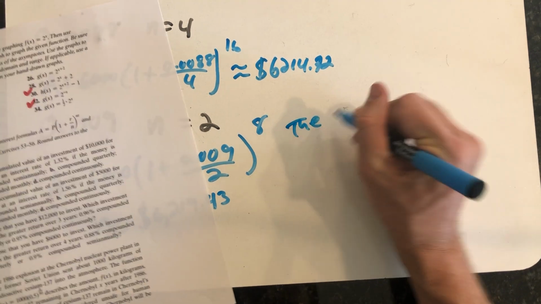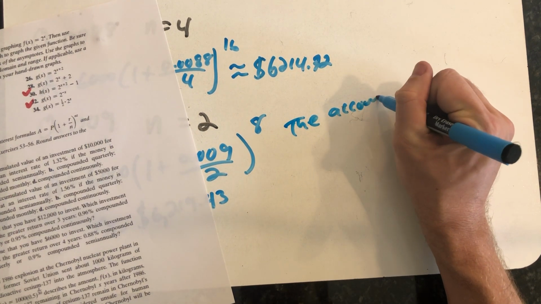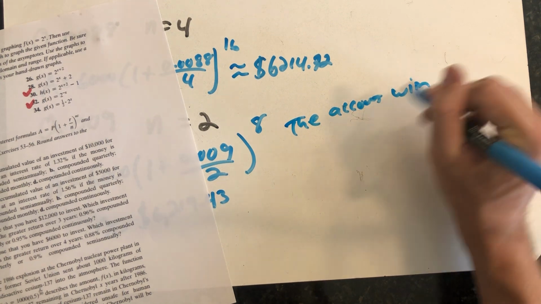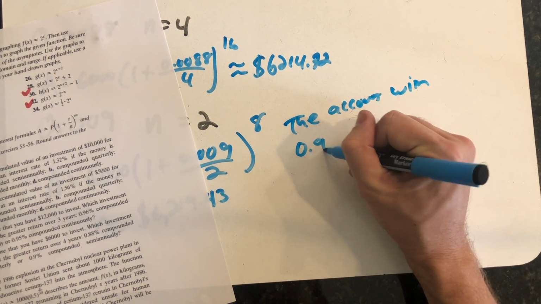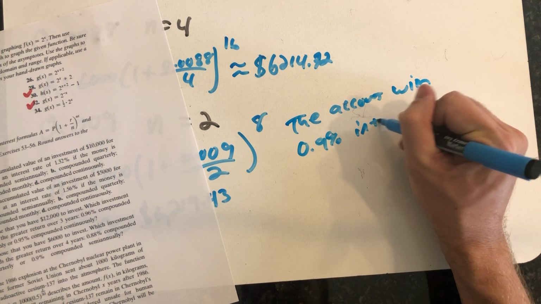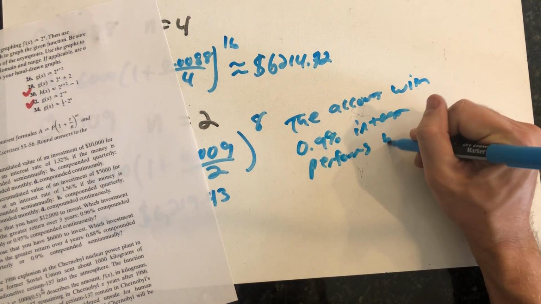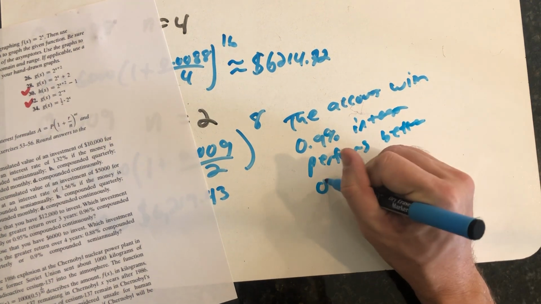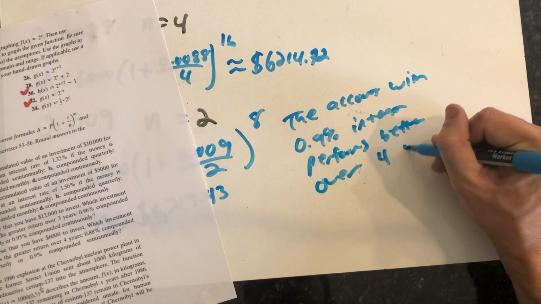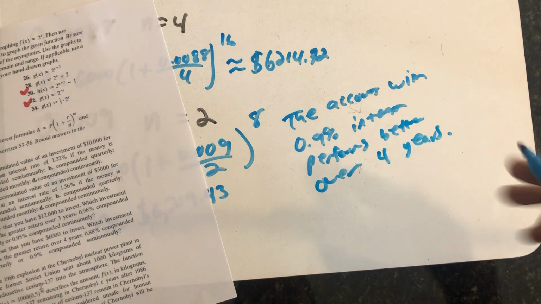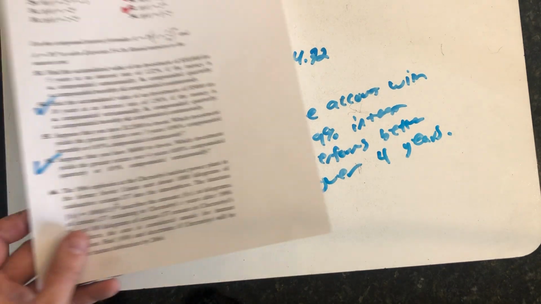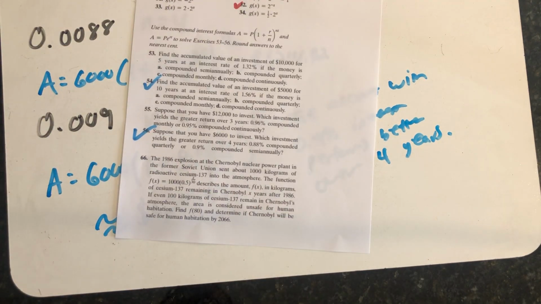So the account with 0.9% interest performs better over 4 years. All right. One more problem here that I wanted to do from section 3.1, number 66.